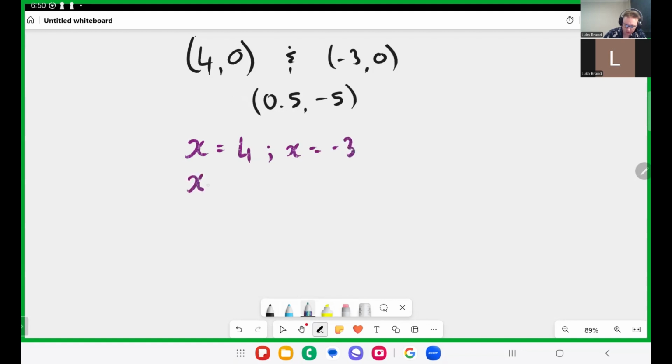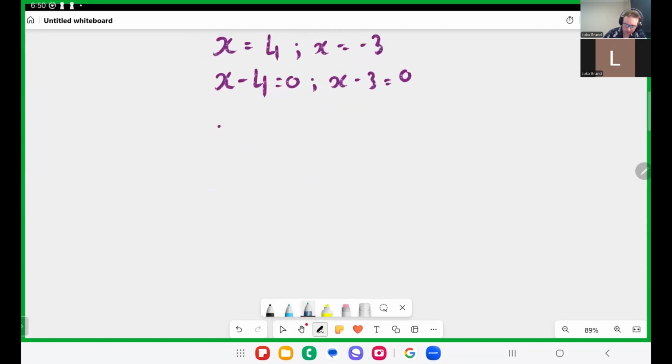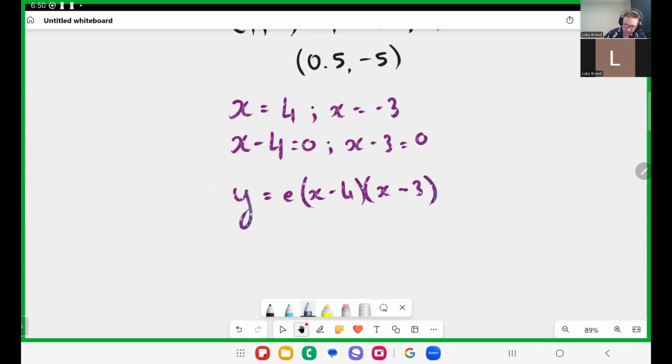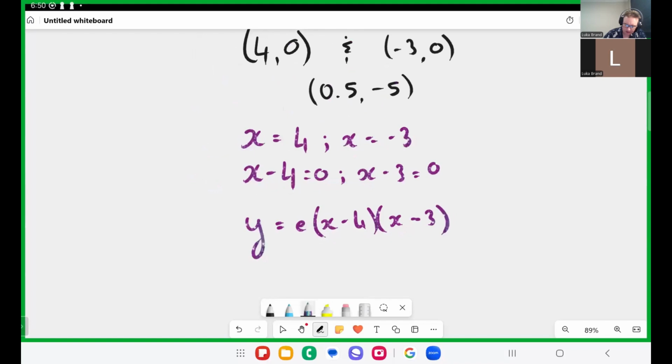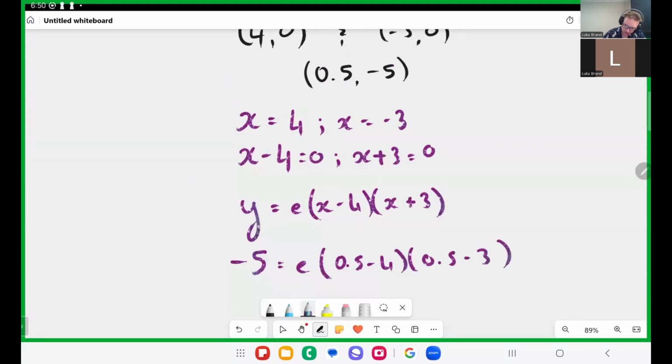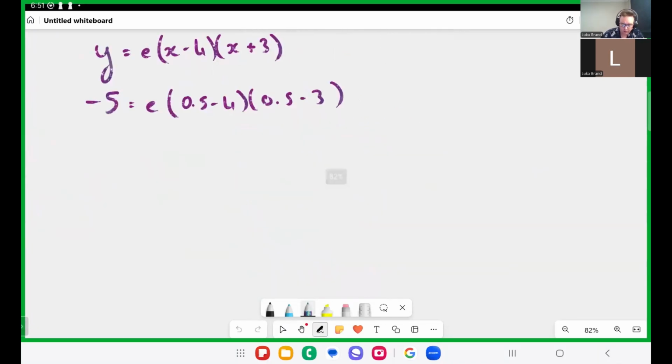We can then rearrange it to be x minus 4 equals 0, x minus 3 equals 0. Now we can plug it into the equation. And now we can plug in our other point, and that's right, that should be plus. Be very careful with your signs because I keep getting that wrong.